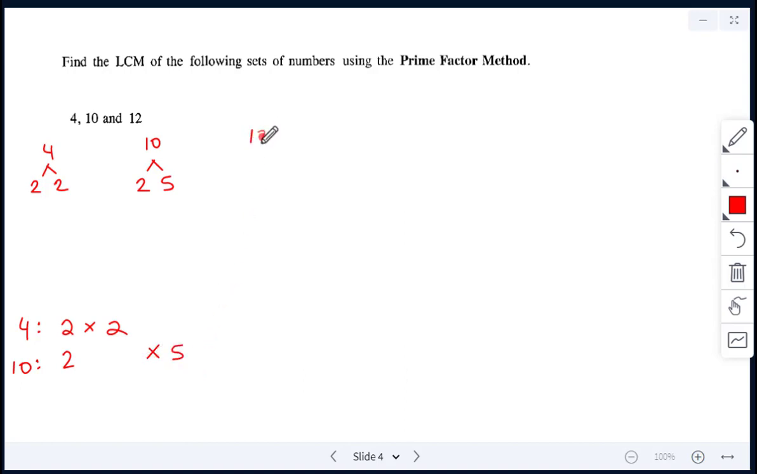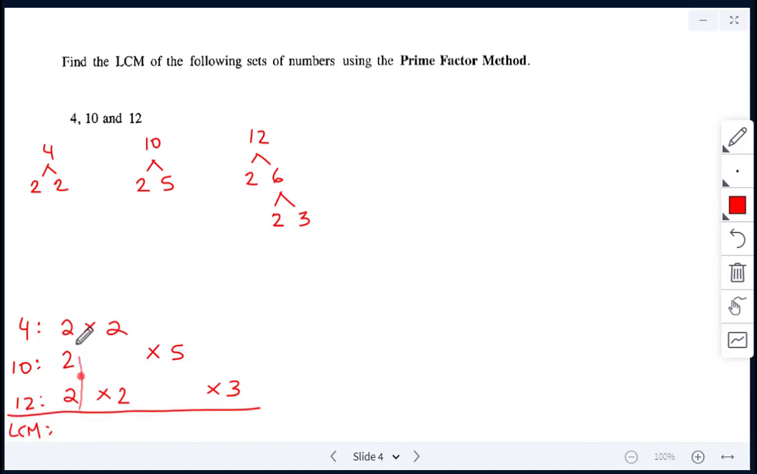And then for 12, I'm going to use 2 and 6, and then 2 and 3. So for 12, I have 2 times the 2, and then off to the side, I'm putting the 3. All right, so my lowest common multiple, I'm going to take all of that. So I have 2 times 2, so all of this, then times the 5, and then times the 3. All right, and then you just multiply that.